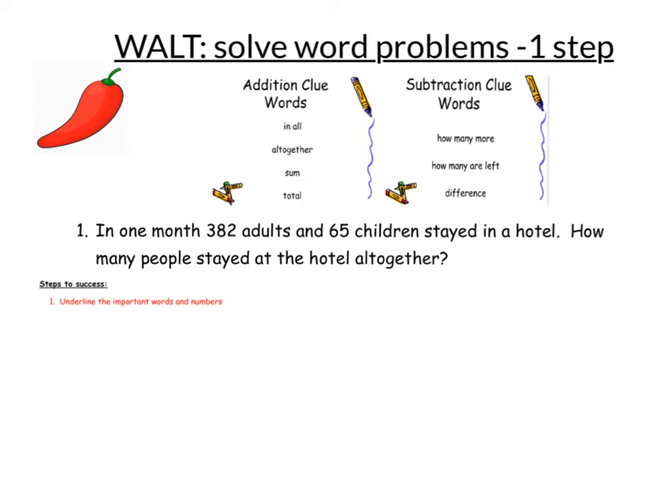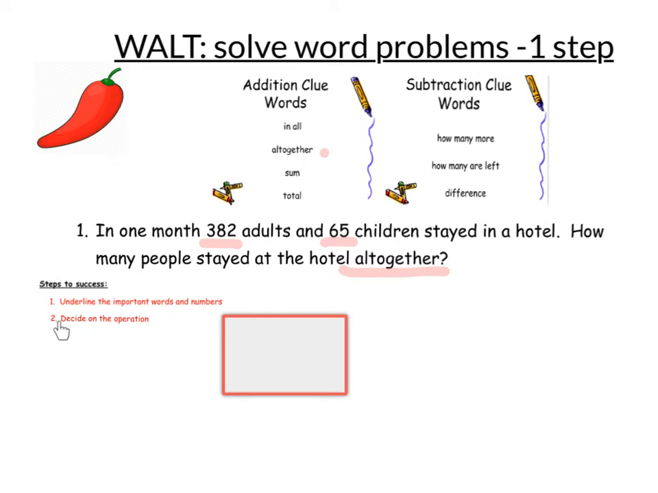So the first thing I'm going to do is I'm going to underline the numbers. So in 1 month, 382 adults and 65 children stayed in a hotel. Now I'm going to underline the important words. So how many people stayed at the hotel altogether? So I'm asked altogether. So if I look at my clue above, altogether is here and that comes under addition. So it's asking you to add.